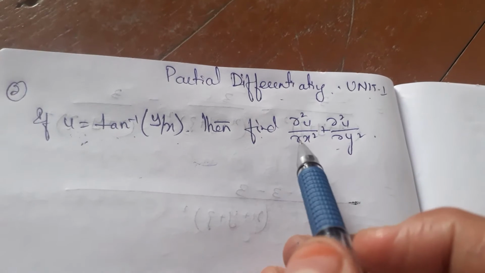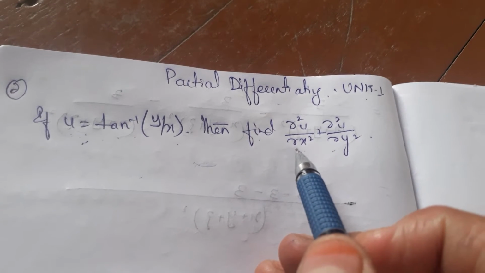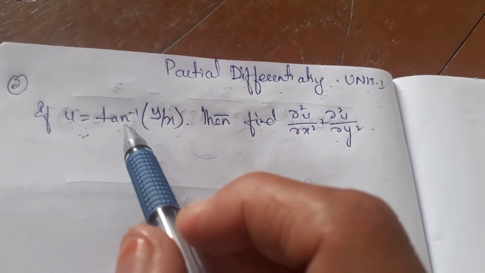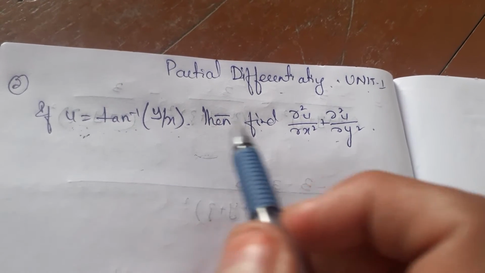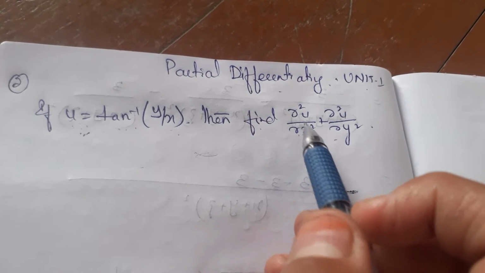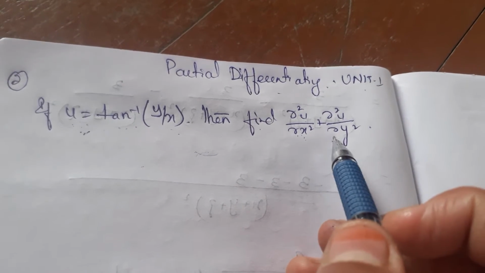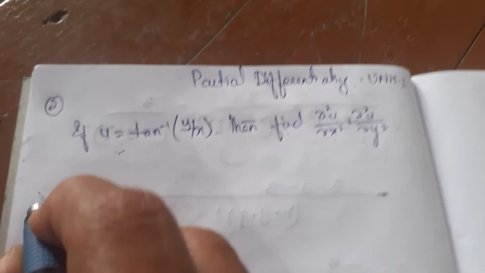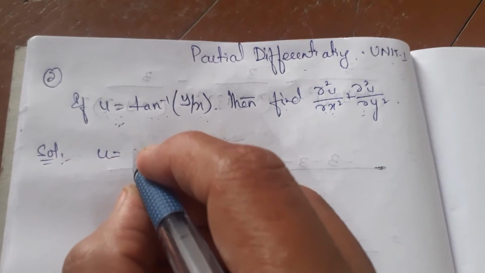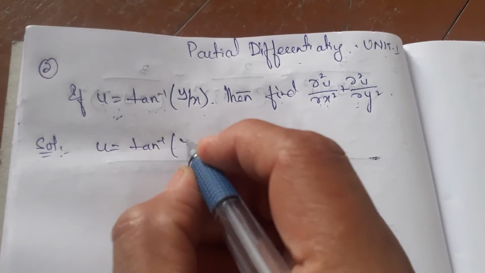So by seeing the question, what you understood is that you have to partially differentiate our function u is equal to tan inverse y by x two times. ∂²u/∂x² means two times with respect to x, and two times with respect to y. Let us start our solution. So what is our function given to you? u is equal to tan inverse y by x.